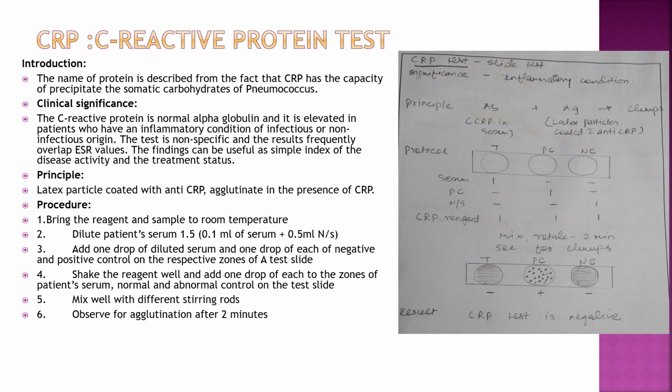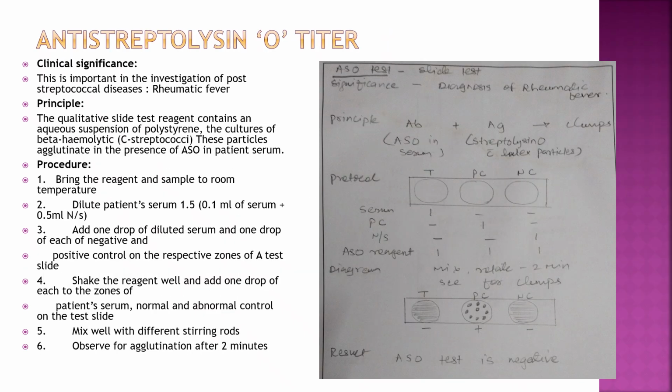So when the WBC count is raised, ESR is raised, CRP is also positive. Antistreptolysin O titer, that is the ASO test, is done for the investigation of rheumatic fever. It is a post-streptococcal disease. In that, antistreptolysin O titer is raised and the procedure is the same as RA and CRP.